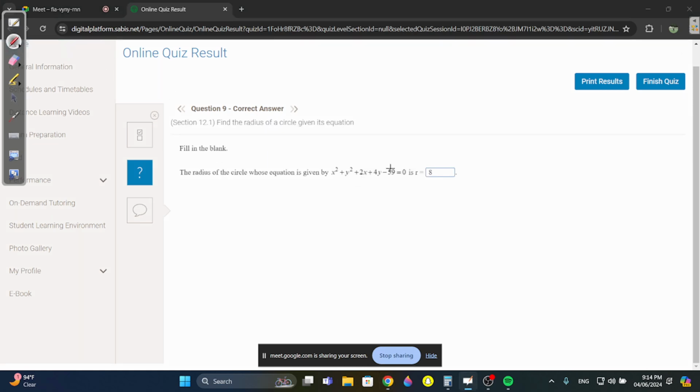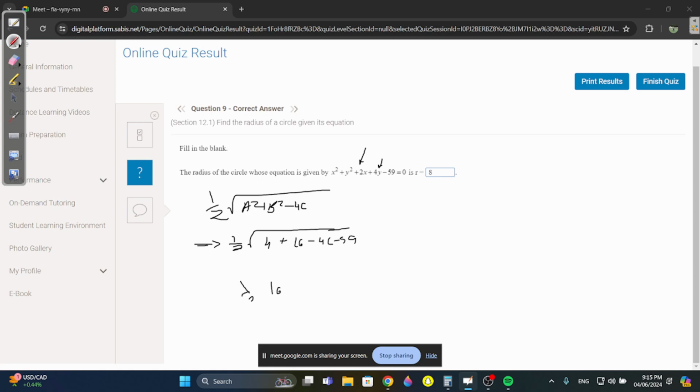The radius of the circle. What's the radius here? You can directly apply half radical a squared plus b squared minus 4c. So let's do it. Half radical a squared, which is going to be 2 squared, which is 4, plus b squared, which is going to be 4 squared, which is 16, minus 4 times minus 59. You put this on a calculator, and you get 16. And since there's a half outside, half of 16 is 8. Or you can just directly put this in the calculator and you get 8.